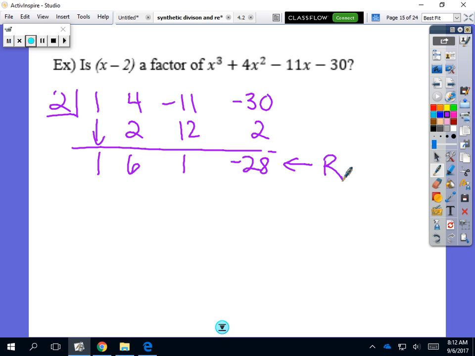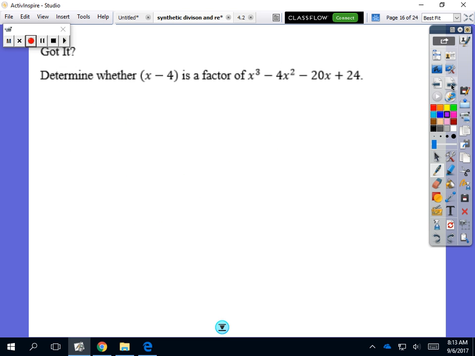So what would be the answer to this question? Is x minus 2 a factor of this polynomial? The answer is no. The remainder, that's going to be in my abbreviation, does not equal 0. So it's not a factor. X minus 2 is not a factor of that polynomial. So you can try this one, pause, try this problem, and then bring it back on after you've tried the problem.